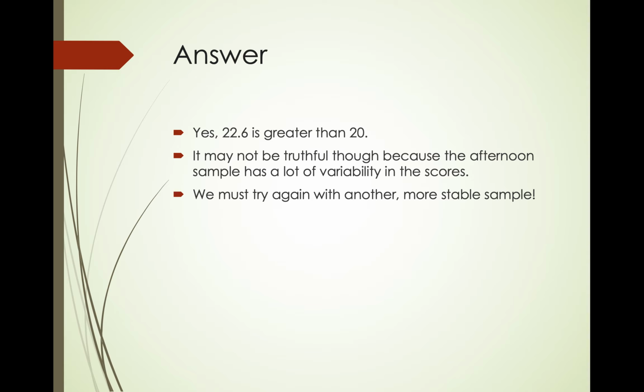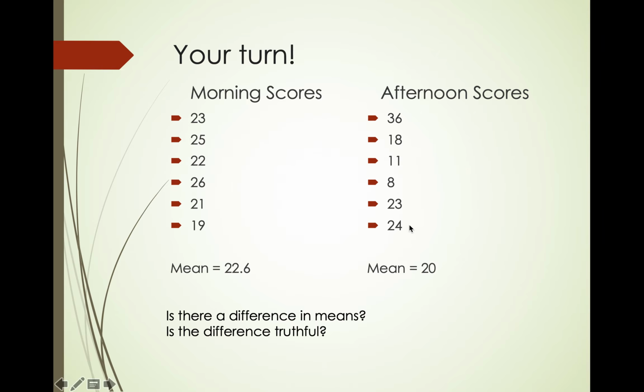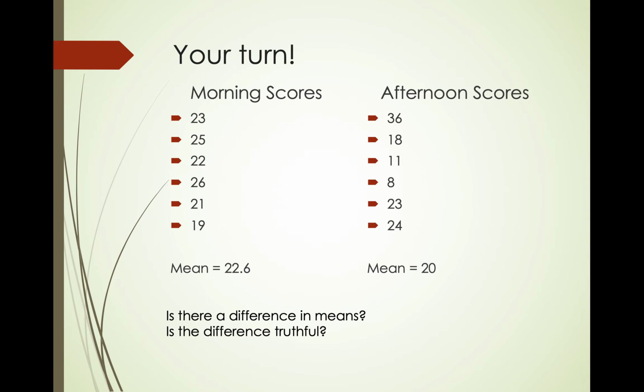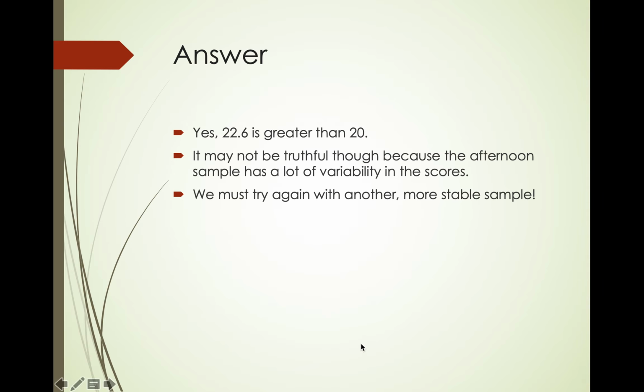Okay, here's the answer. So yes, 22.6 is in fact greater than 20. It may not be truthful though, because the afternoon sample has a lot of variability in those scores. Look, we have an ACT as low as 8, and then we have an ACT as high as 36. 36, I think, is the highest that you can get on the ACT. These ones look a little bit more stable. So because the afternoon scores have so much variability, we must try again with another more stable sample.